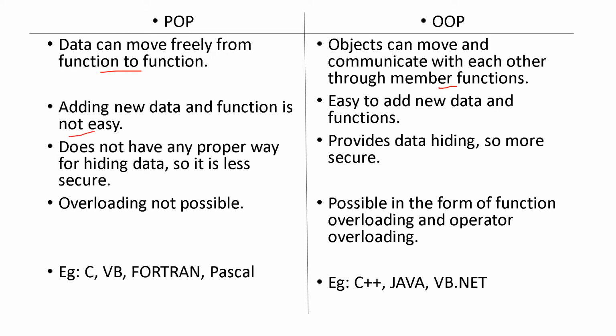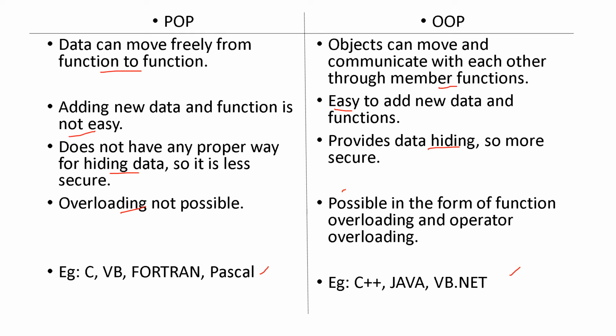In POP, adding new data is not easy. Here it is easy, and POP does not have any proper way for hiding data. In POP, data hiding is not possible, whereas in OOP it is possible. Overloading is not possible in POP, it is possible in OOP. Examples of POP are C, VB, Fortran, Pascal, etc. And for OOP it is C++, Java, VB.NET. So these are the main differences between POP and OOP.